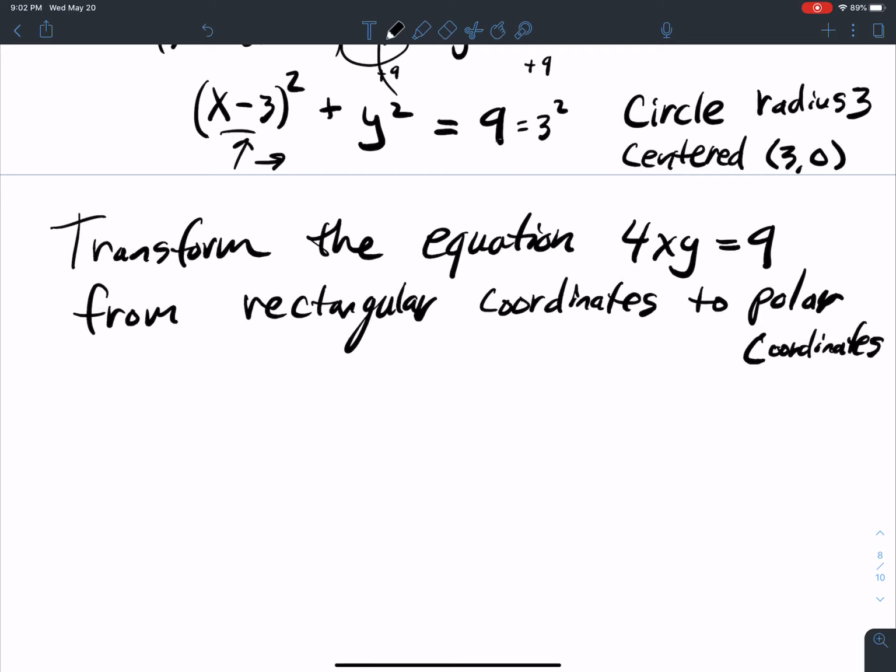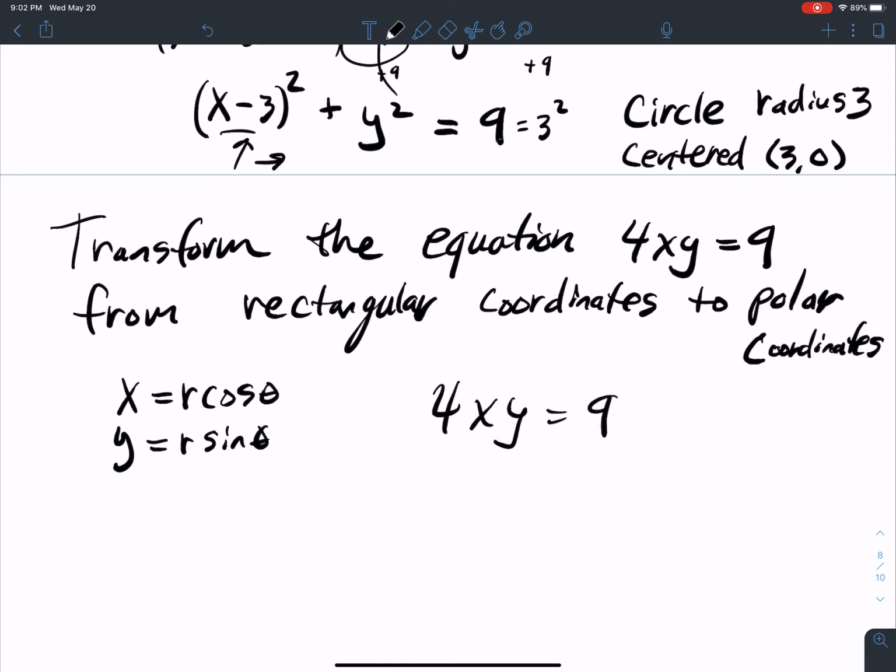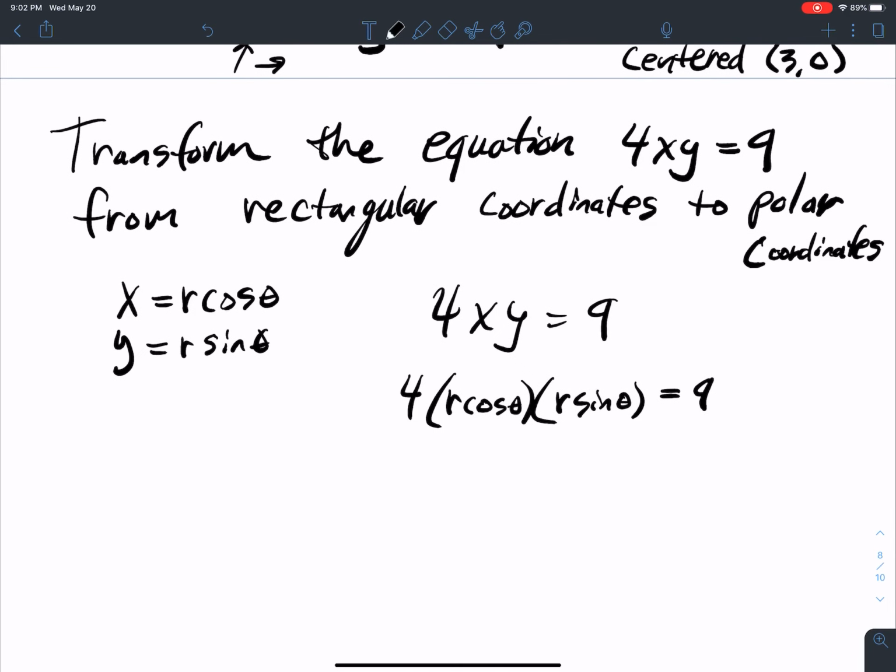Okay. And so when I do this, let's think about this. x is equal to r cosine theta. y is equal to r sine theta. Is there anything else that I need? Well, I got 4xy equals 9. That's 4, and then r cosine theta times r sine theta equals 9. So that's 4r squared sine theta cosine theta equals 9.